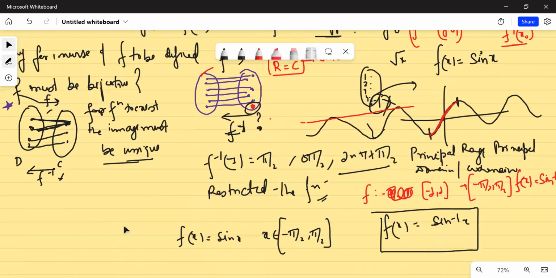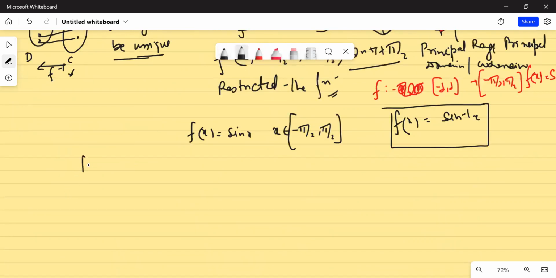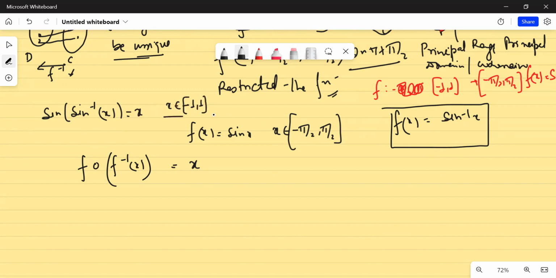See, if you compose the function with its inverse, what you will get is simply x, isn't it? So if I ask what is sine of sine inverse x, obviously you have to see the domain as well. Here it will be x, provided x belongs to minus 1 comma 1. Or if I write sine inverse of sine x, this is simply x, where x belongs to minus pi by 2 comma pi by 2. So after all, f composed with its inverse will always give you x, isn't it?